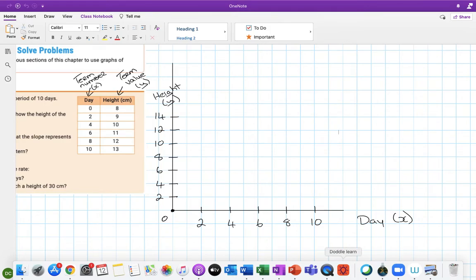You'll notice up here it says, when we bought the plant on day 0, it had a height of 8. So we need to go up here from day 0, okay? Stay in line with day 0. And we go up to 8. So that's where the 8 goes, okay?